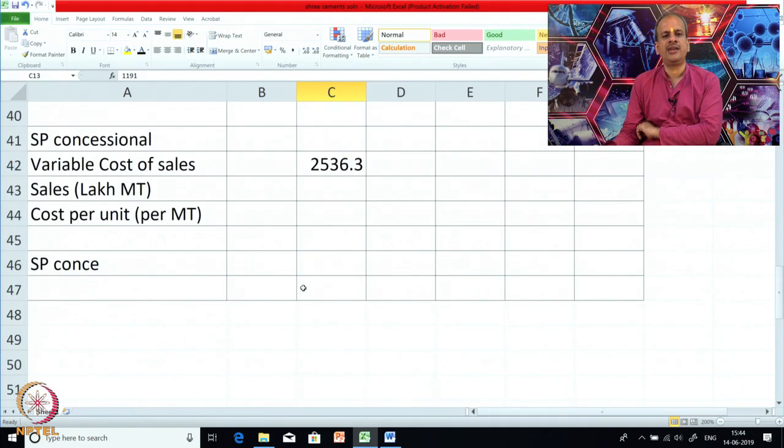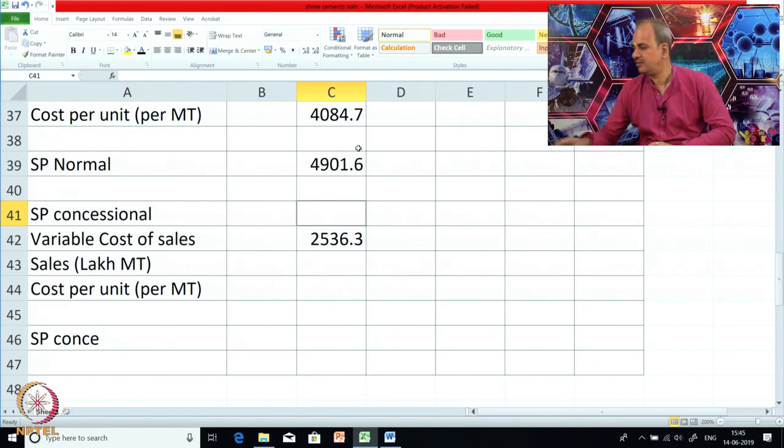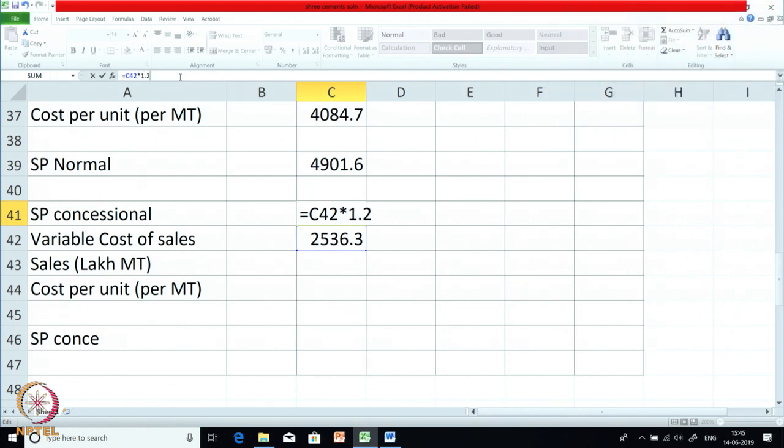Okay. Now, based on this variable cost of sales, try to compute the concessional selling price. So, how much will be the concessional selling price? As per their norm, they expect 20% on their cost of sales. So, in case of concessional price, it will be 20% on variable cost of sales. So, C42 into 1.2, which will be 3043. Normal selling price will be 4901, concessional is without charging any fixed costs, but charging a nominal profit of 20%. So, 3043.